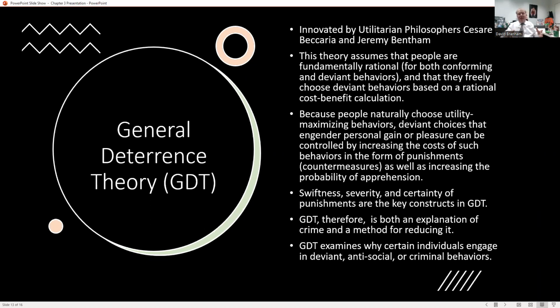Utilitarianism is a philosophy of ethics. If you ever take an ethics course, utilitarianism will be in it. The basic assumption is that people are hedonists, that people will do whatever they can to extend pleasure and do whatever they can to avoid pain.